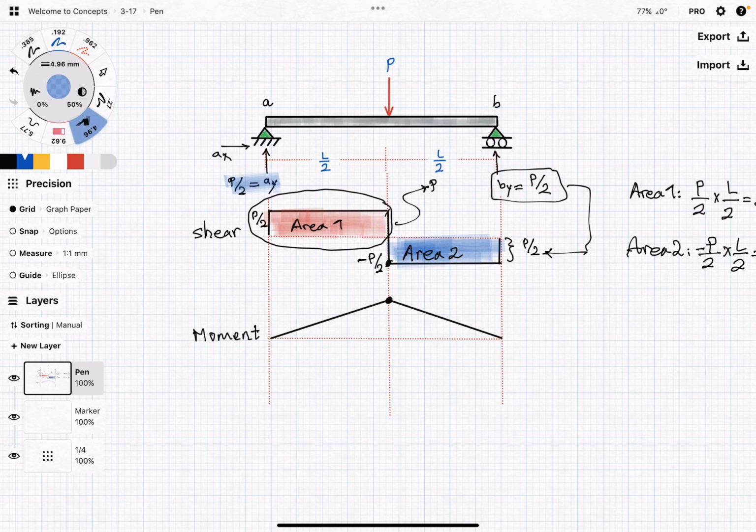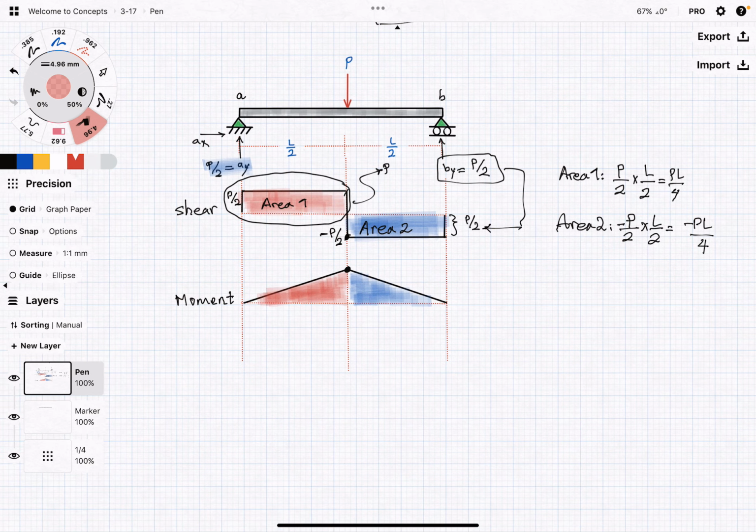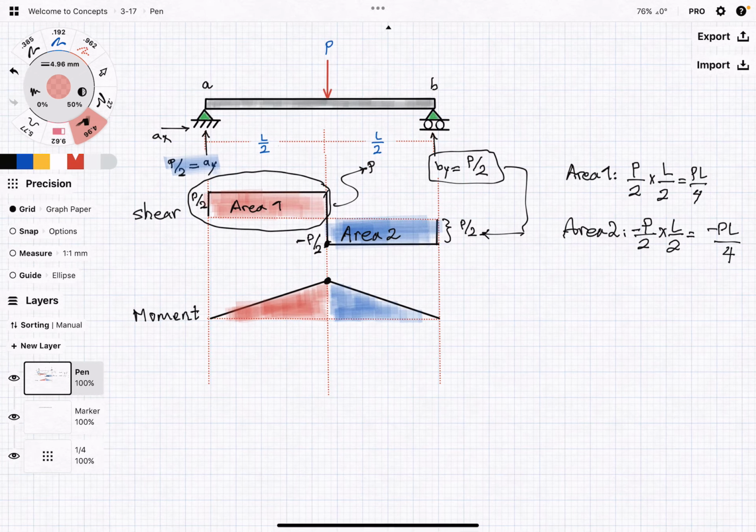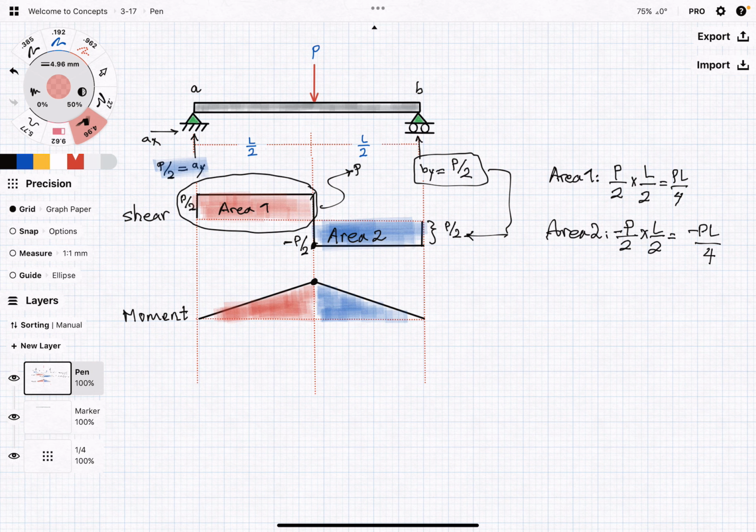So you see, this part of the bending moment diagram is induced by positive shear force, and then this part was induced by negative shear forces. So we have both positive and negative shear forces in our beam, and we simply solved this beam and found its support reactions, and we plotted the shear force and moment diagrams.